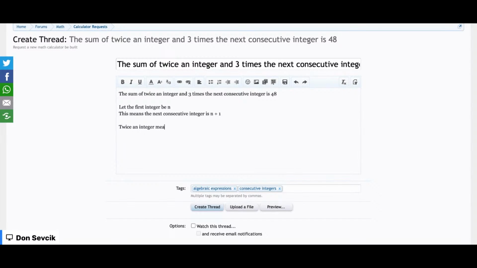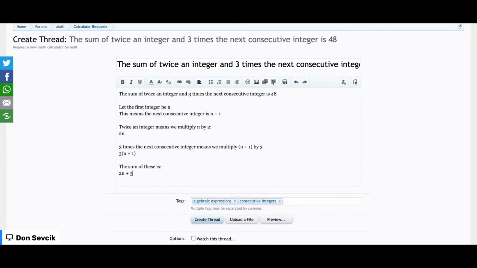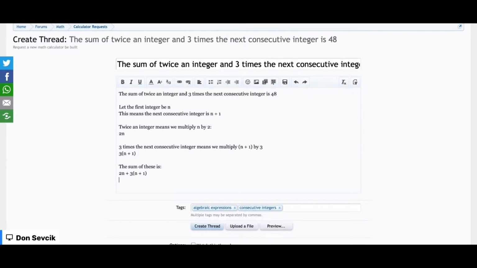Twice an integer means we multiply n by 2, 2n. 3 times the next consecutive integer means we multiply n plus 1 by 3, 3(n plus 1). So as you could see, and if you've been on streams before, I like to break these down into parts. So we just did this term. Now we're doing this term. The sum of these is 2n plus 3(n plus 1).